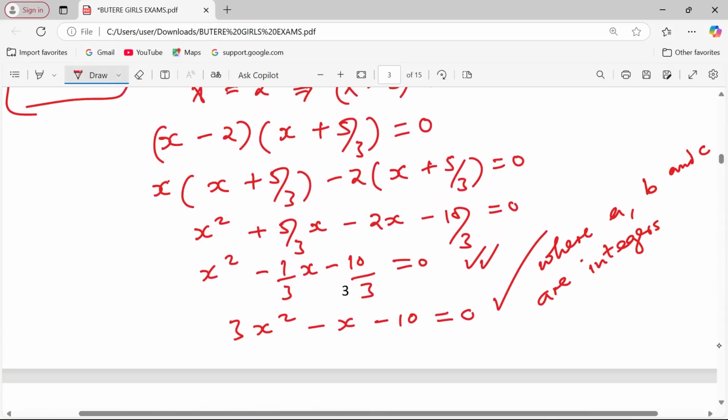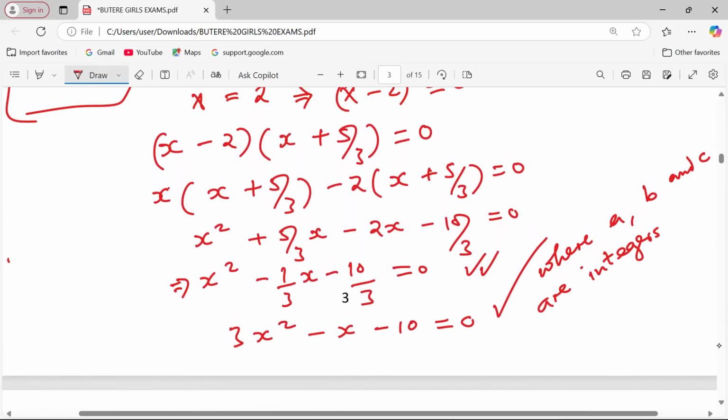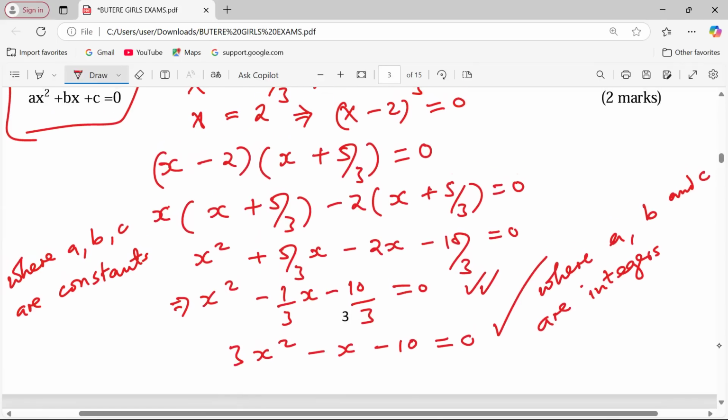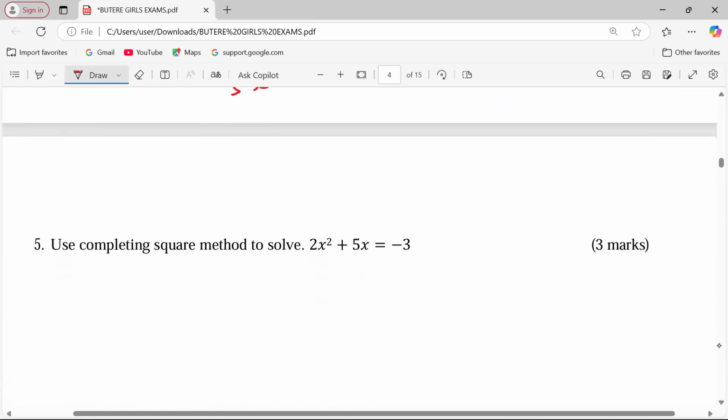Where B and C are integers. But in this second case, it can still be correct when you are told where A, B, and C are constants. Where they are constants, where you are told that A, B, and C are constants, any of these two expressions are correct. But when integers, the final one alone is correct.